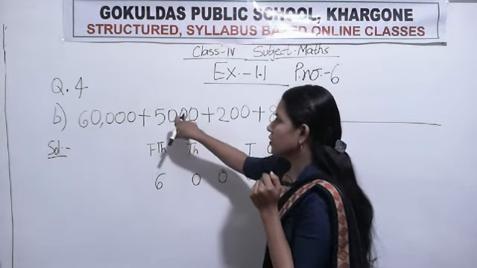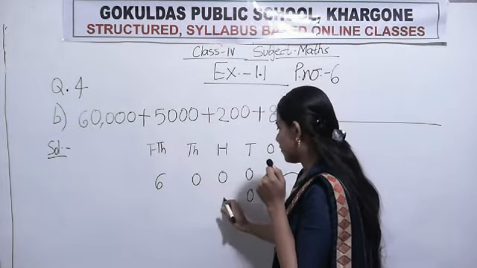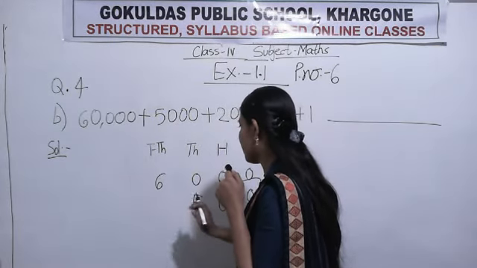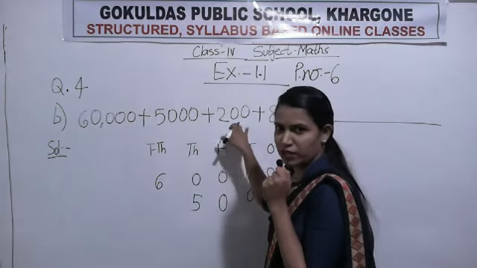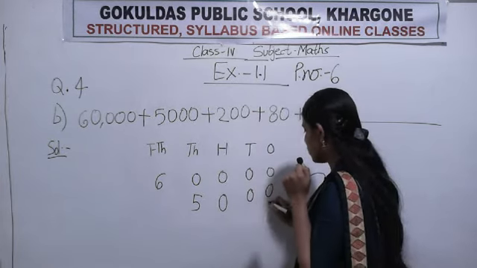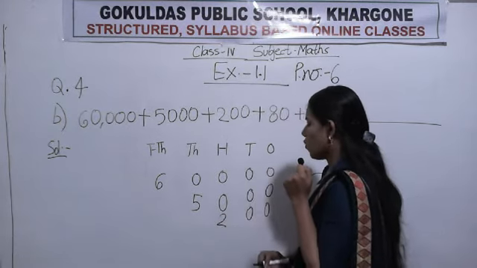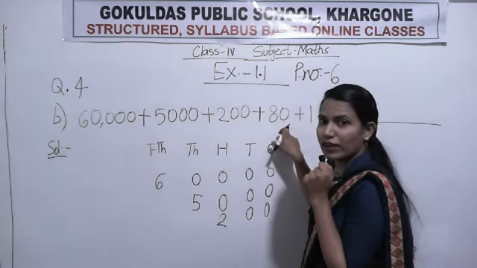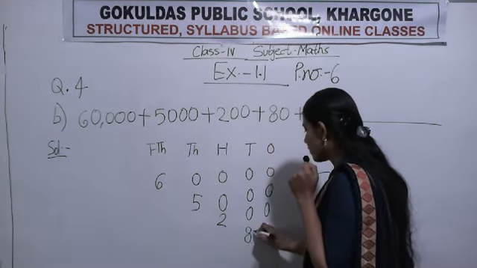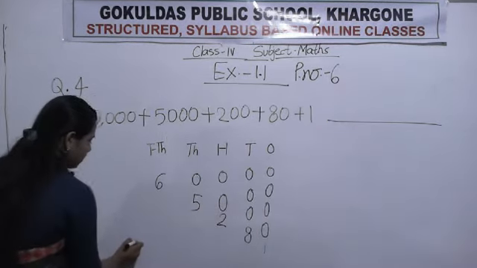In 5,000, the 0 is at the tens place, so I put 0 here. Then 0 at hundreds, and 5 at the thousands place. Next number is 200. The 0 is at the ones place, then tens 0, then 2. The next number is 80. Put this number in the place value table. Then the next number is 1. Now add up all these numbers.